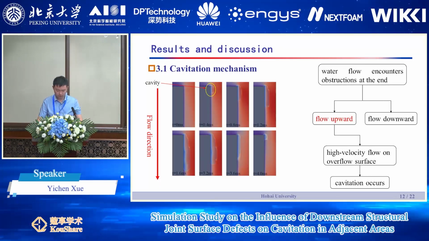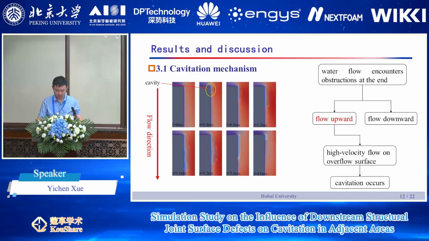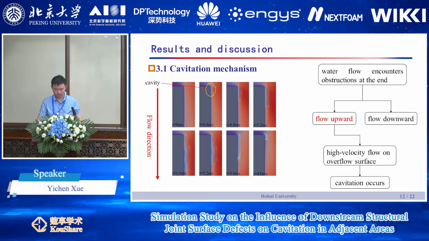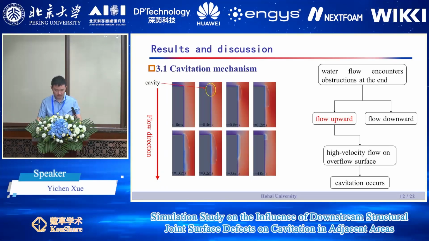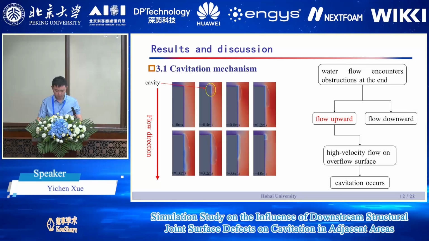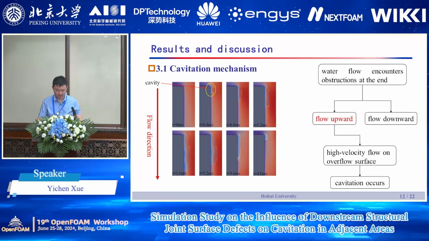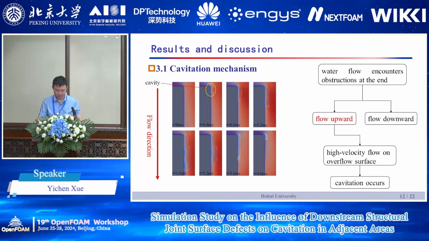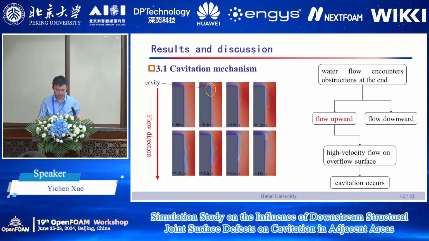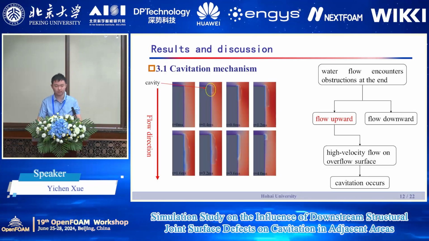It shows the generation of cavity. In the joint, water flow encounters obstructions at the end of the defect areas, causing the flow to move either upward or downward. A portion of water moves upward and creates a high velocity region on the overflow surface. This area is prone to cavitation, and its mechanism is similar to the seal.